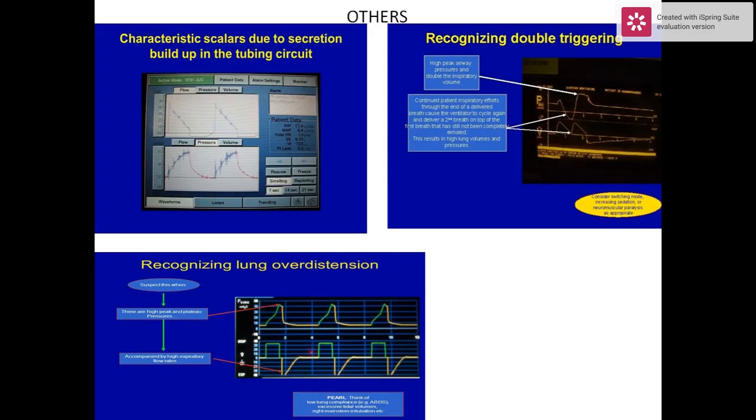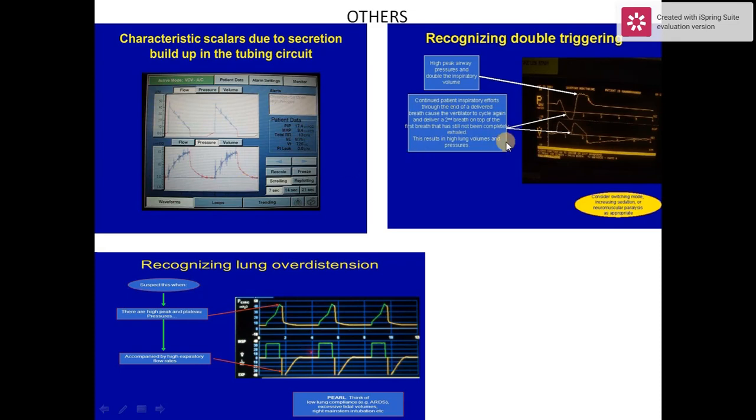Coming to the other miscellaneous things which we usually see in the scalar patterns on the ventilator, one is because of secretion building up in the tubing circuit. See, this is a pressure curve. Ideally it should be smooth like a shark fin, which I already told you. If there is a secretion, there will be a disturbance, like turbulence, seen in the pressure curve. It can be seen even in the volume scalar. This represents the presence of secretion. At that time we need to do suction, give mucolytics, and give bronchodilators.